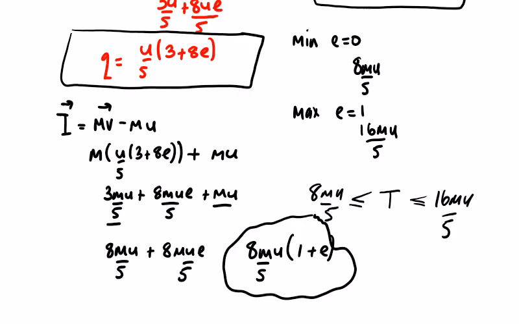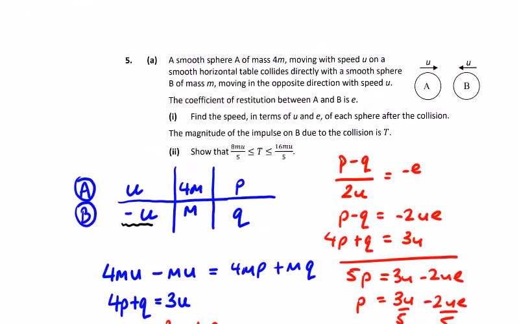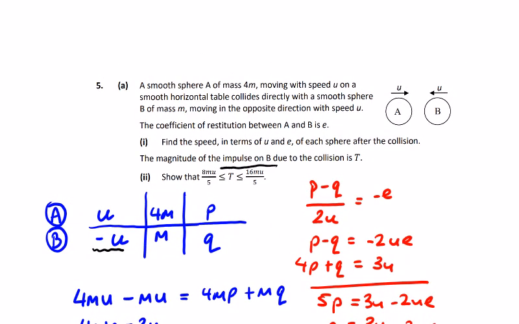Now, let's go back and look at the question. Show that it's between 8mu over 5 and 16mu over 5, which we've shown. So nice easy start to question 5 in 2021.